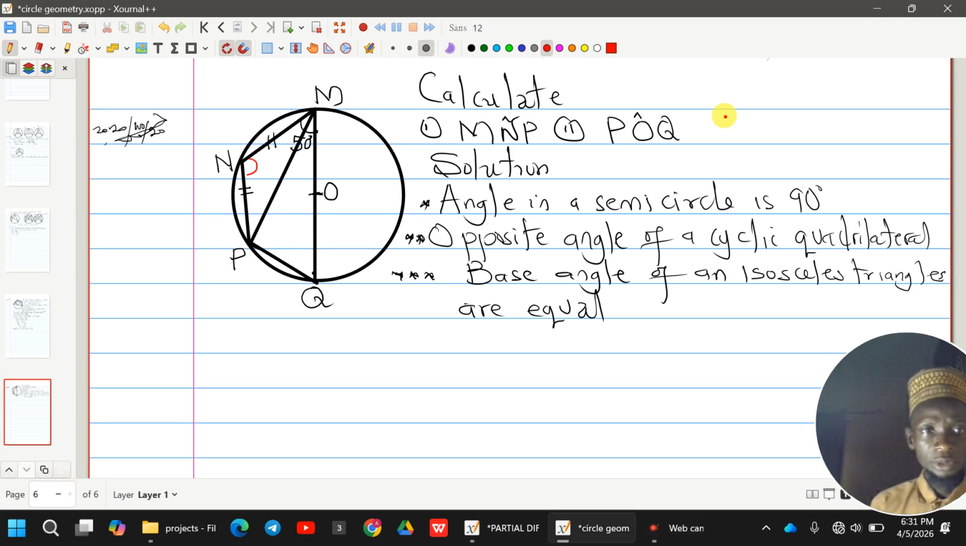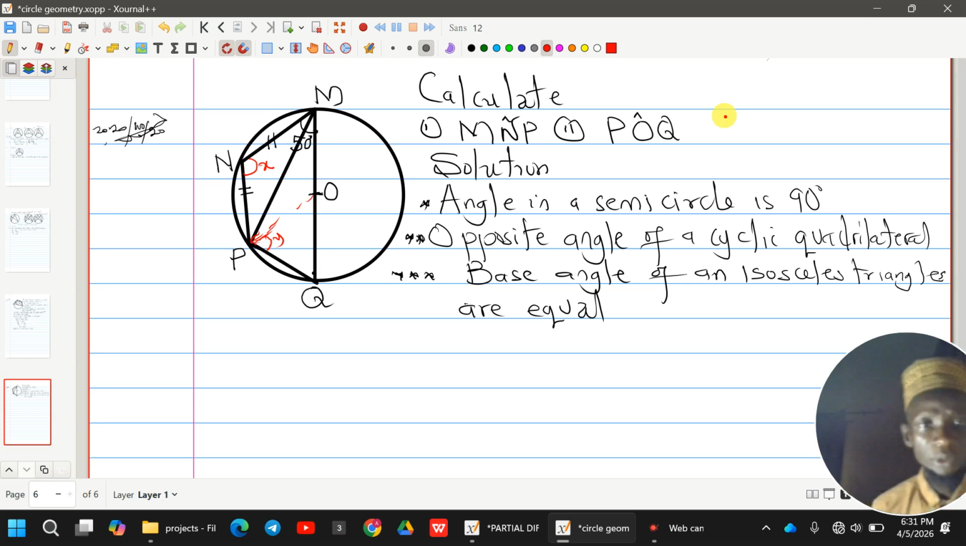This is what I'm going to do right now. Let me call this one X. The second one also says calculate POQ. So we're going to form a dotted line, something around there. POQ, let me call this one Y. Okay, now let's start solving it.